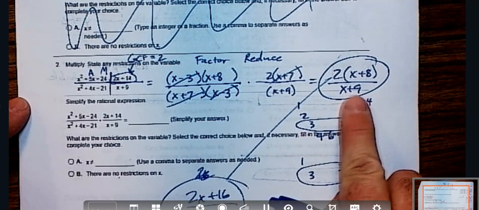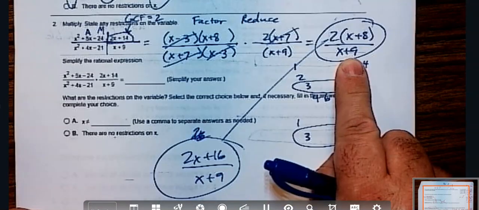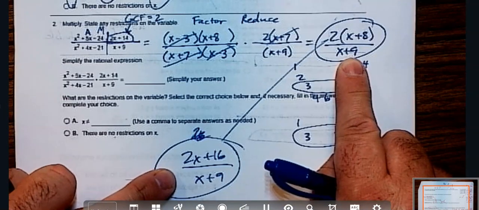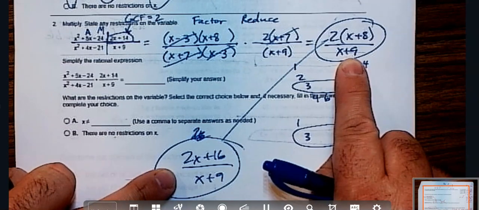I don't care if you leave your answer like this, or if you really feel like you have to distribute the 2, be my guest, it's not going to hurt my feelings one bit. Okay, either way is good.